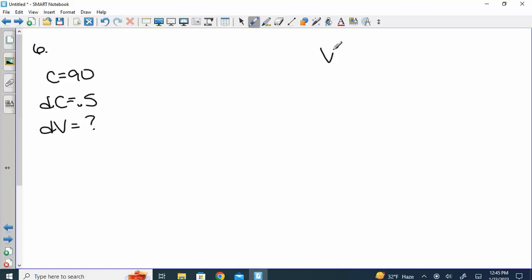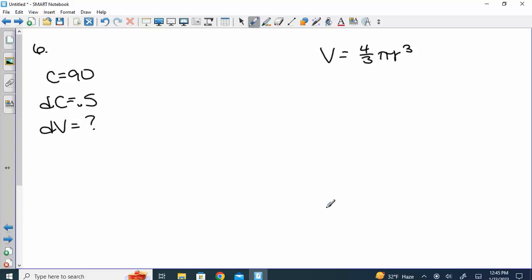Number 6, this was from the homework. So it told you that the circumference was 90. The possible error, how do we denote error? dc was 0.5. I want the maximum error in volume, so I'm looking for dV. Volume of a sphere is 4/3 pi r cubed. Okay, I would give you that formula if you need it. Basic things you should know, like Pythagorean theorem, area of a circle, circumference of a circle, area of a rectangle, those kinds of things you should know, but I would give you this.